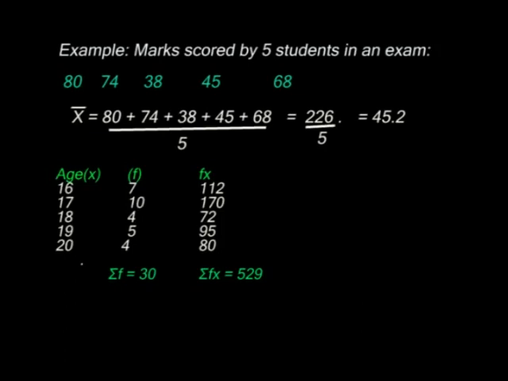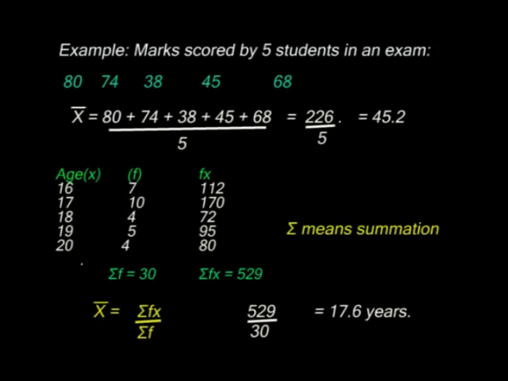We then get the total frequency, summation of frequency there, we had 30 students. And then we also get the summation of fx, we have 529. The mean of repetitive data like this one is given by the formula x bar is equal to summation of fx over summation of f. This symbol means sum or summation. So in our case, we shall have 529 over 30, which gives us 17.6. So in that Form 2 class, the mean age is 17.6 years.